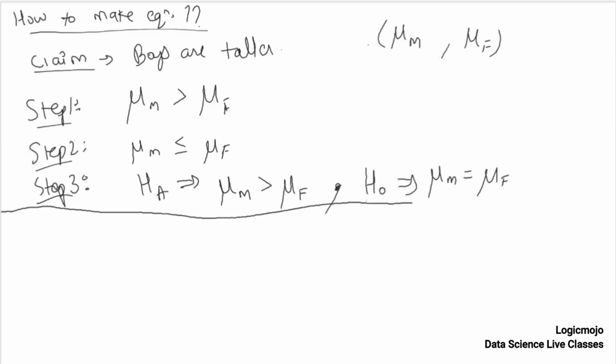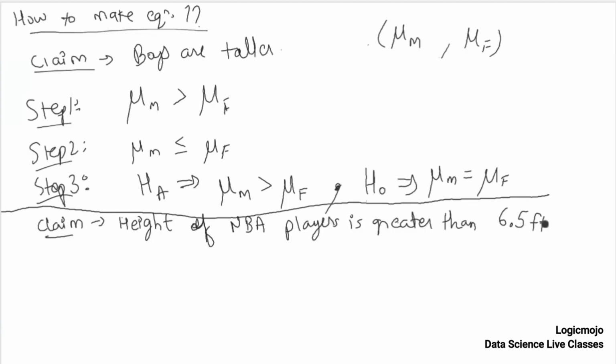Now I'll give you a second claim, and you have to formulate these equations. The claim is, I'll take the previous example, the height of an NBA player is greater than 6.5 feet. Now you have to formulate what the alternate hypothesis is and what the null hypothesis is. Come on, guys, this is very easy. In that case, the null hypothesis should be equal to 6.5 feet, and less than and greater than should be the alternate hypothesis. No, the alternate does not contain an equal to sign.